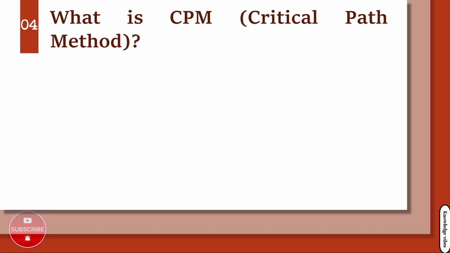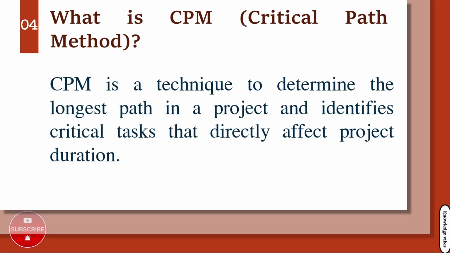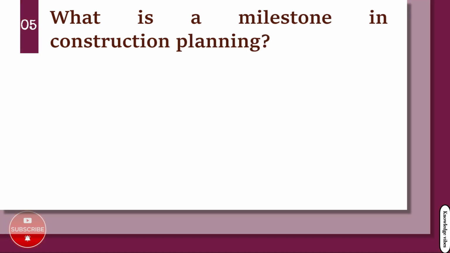What is CPM? Critical Path Method. CPM is a technique to determine the longest path in a project and identifies critical tasks that directly affect project duration.